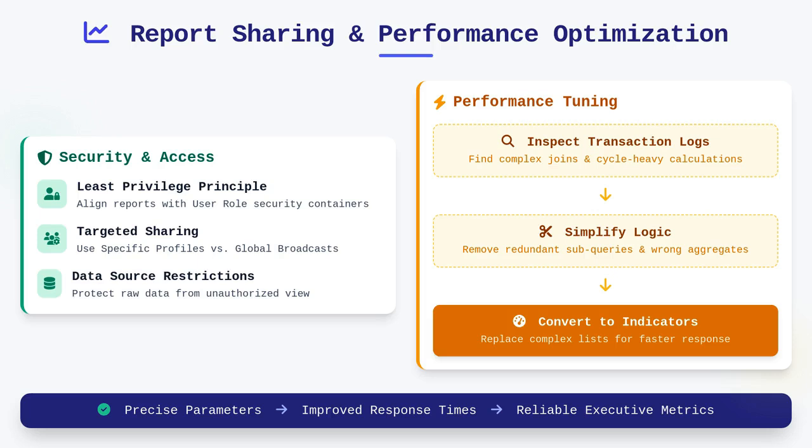When debugging slow report execution, begin by inspecting the transaction logs to identify if a particular join parameter or complex calculation is consuming excessive platform cycles. Most performance issues stem from redundant subqueries or incorrect aggregate processing, which you can resolve by simplifying your logic or converting complex list reports into predefined indicators. By keeping your query parameters precise, you not only improve report response times, but also enhance the reliability of the executive metrics displayed on your dashboards.